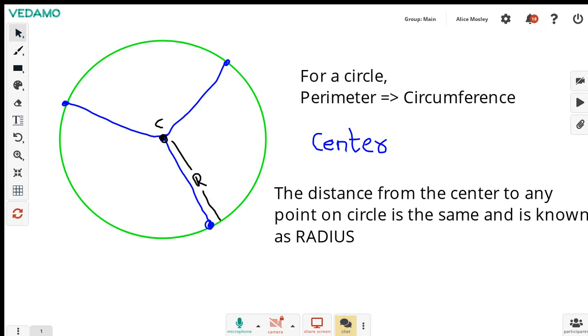So you have to write this down in your notebook. If you are standing on the center and if you want to go to any part of the circle, that point will be equally distant from the center, and that distance is known as the radius. The distance from the center to any point is known as the radius.